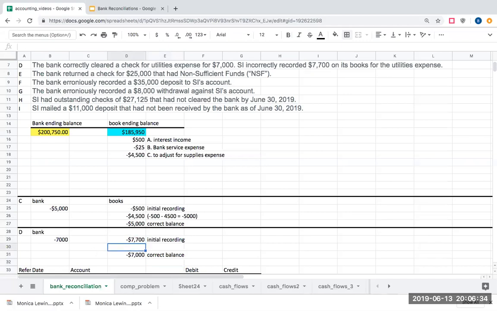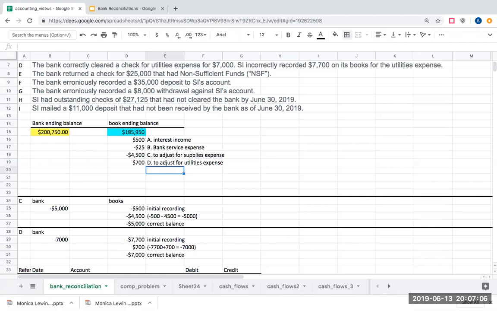So now I get to this question. How do I get from negative 7,700 to negative 7,000? Well, if I add in 700, or negative 7,700 plus 700, I'm going to get to my correct balance of negative 7,000. So for letter D, I'm going to have a positive amount to adjust for utilities expense.